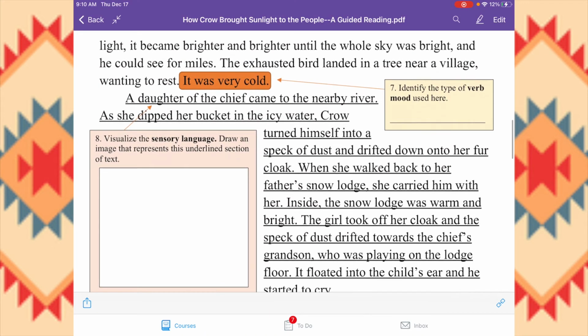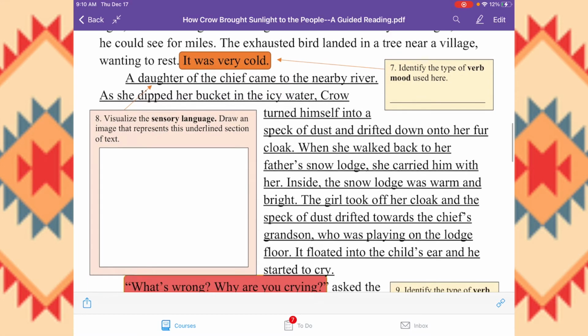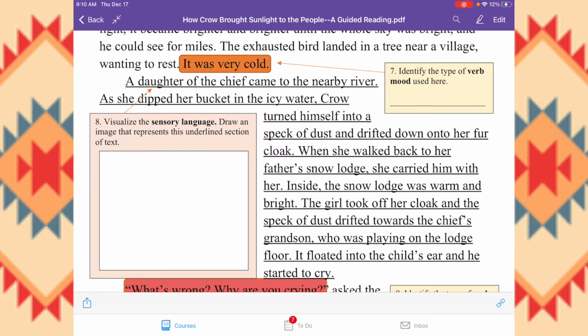The exhausted bird landed in a tree near a village, wanting to rest. It was very cold. A daughter of the chief came to the nearby river. As she dipped her bucket in the icy water, Crow turned himself into a speck of dust and drifted down onto her fur cloak. When she walked back to her father's snow lodge, she carried him with her. Inside, the snow lodge was warm and bright. The girl took off her cloak, and the speck of dust drifted towards the chief's grandson, who was playing on the lodge floor. It floated into the child's ear, and he started to cry.